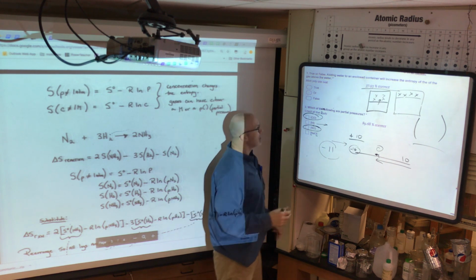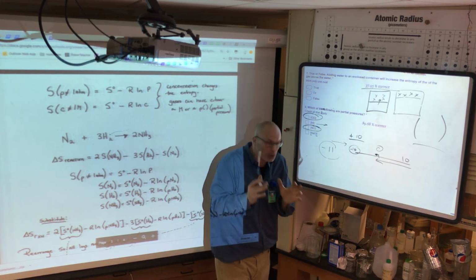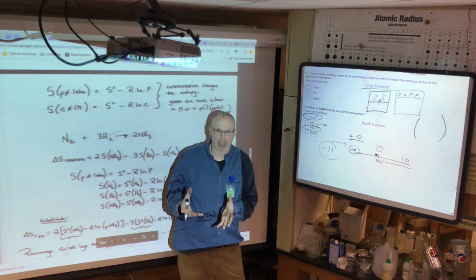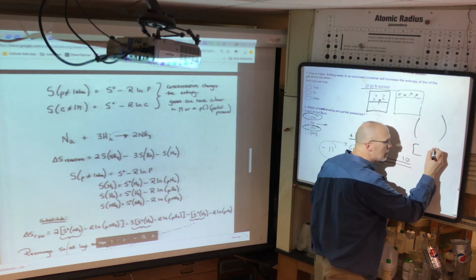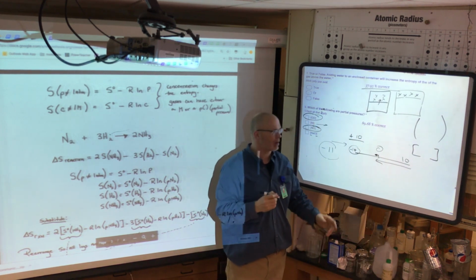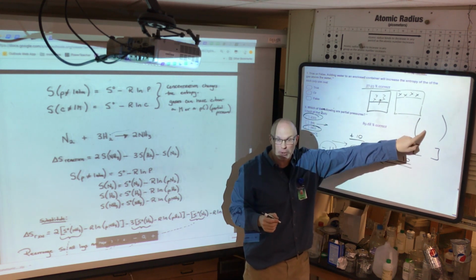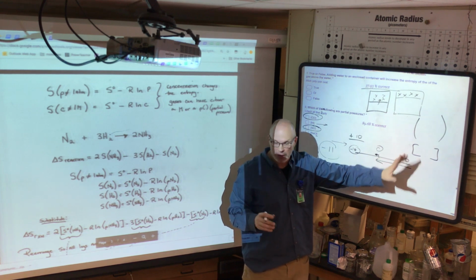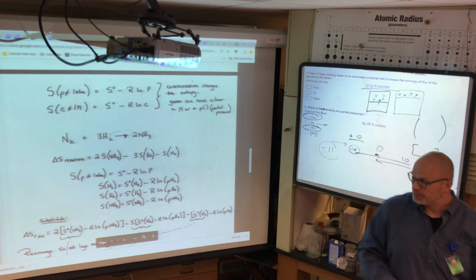Number 2, this is just a straight fact. When we write partial pressures, we write parentheses in our expressions. When we write concentrations, molarities, we write brackets. So this is for partial pressures, and this is for molarities, concentrations. That's just something directly from that. Okay, now let's continue on.